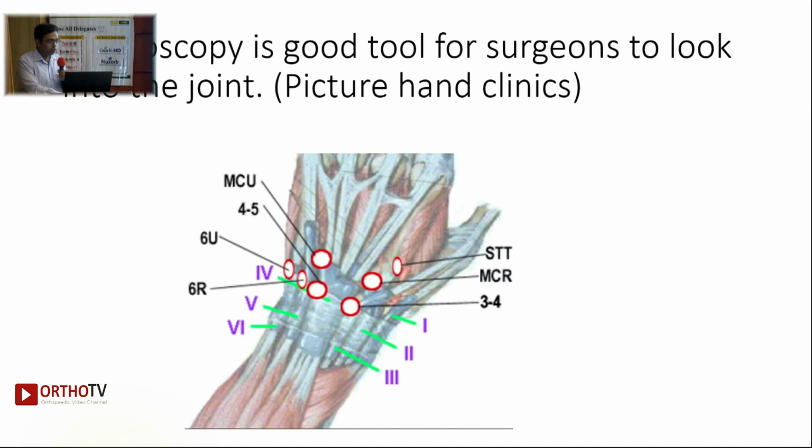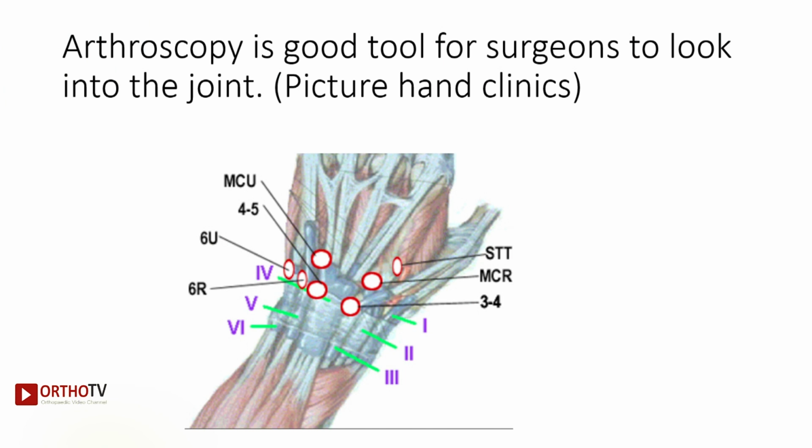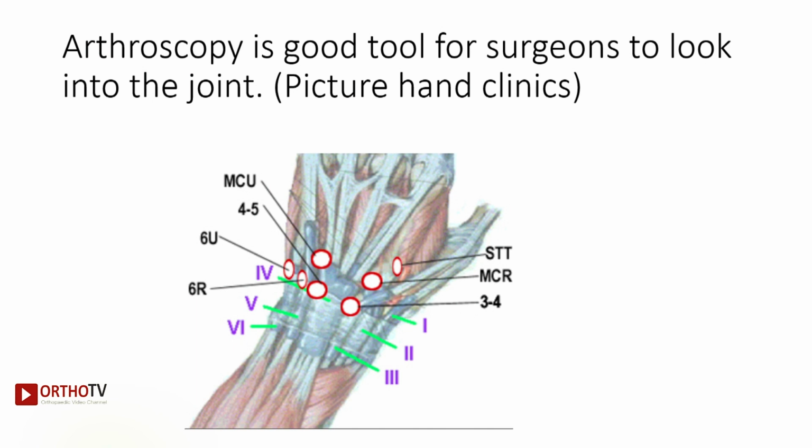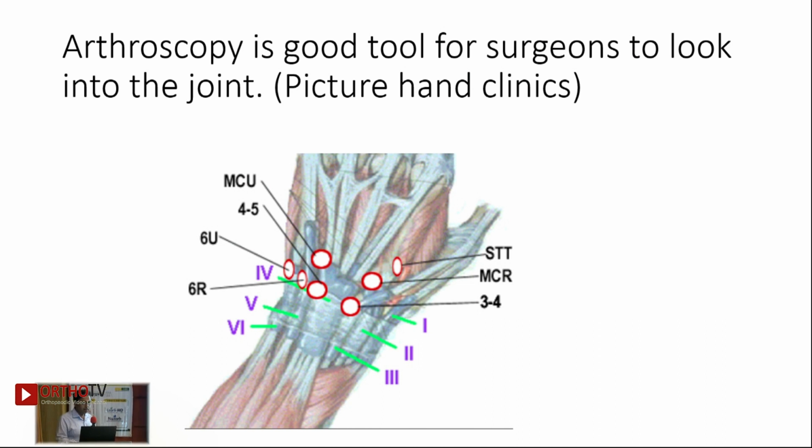Another important tool for surgeons to look into the joint is, rather than doing an open synovectomy, we can look into the joint and do the synovectomy, complete or partial, by wrist arthroscopy. Everyone of us knows how to enter the wrist. There are multiple portals here, as you can see. The most important portals for us are 3, 4, and 4, 5, 6U and 6R. These are the wrist portals, plus the mid-carpal ulnar and mid-carpal radial portals.